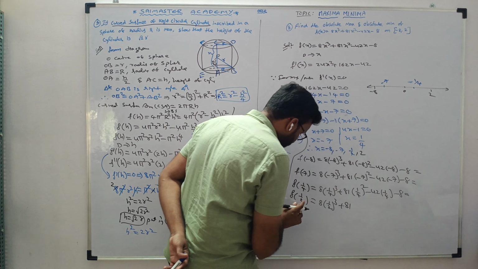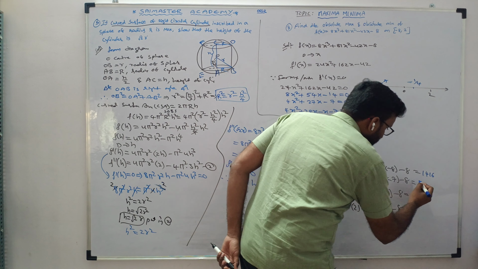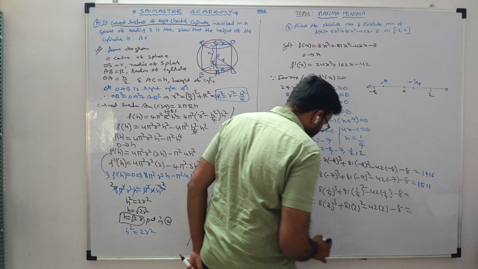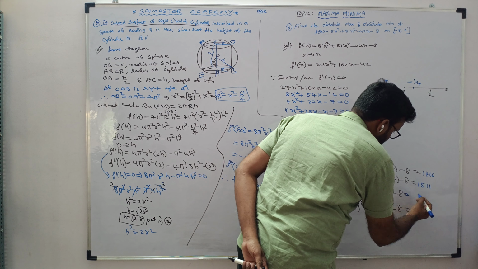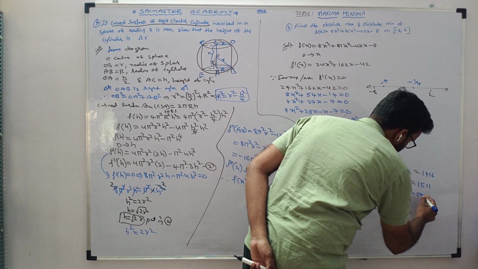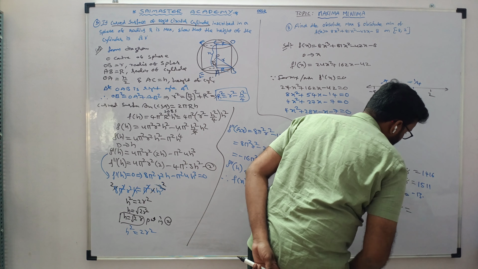I will tell you the values, I already saw them in the paper. For minus 8, it is 1416. Next, for minus 7, it is 1511. For 1 by 4, it is minus 13.31. For 2, it is 296. So these are the values.